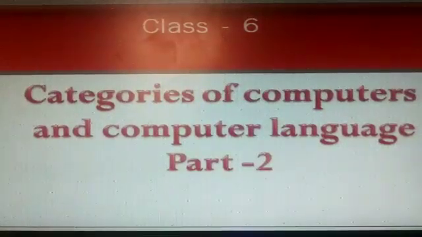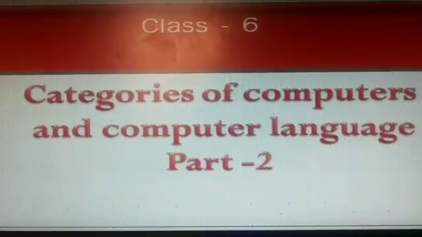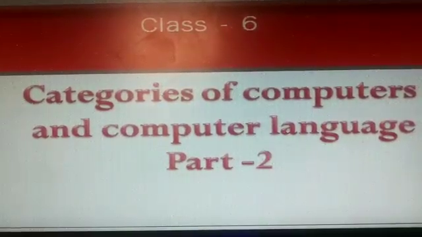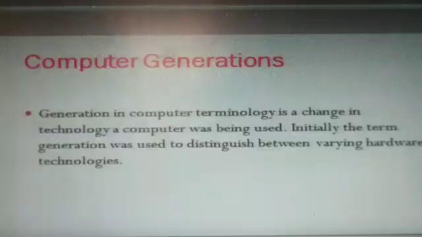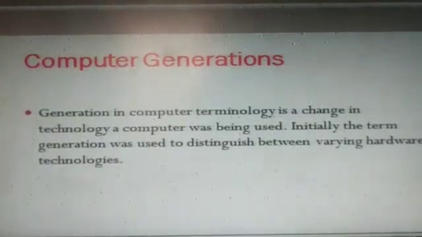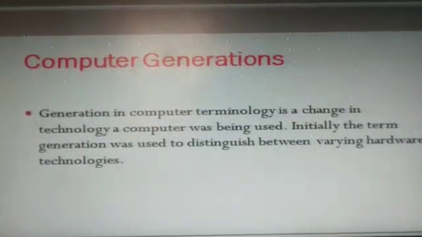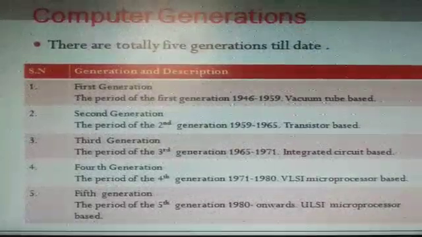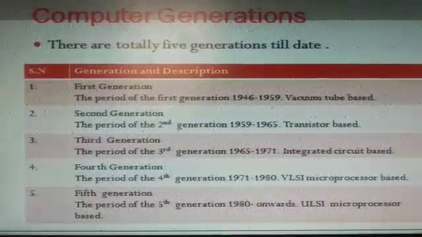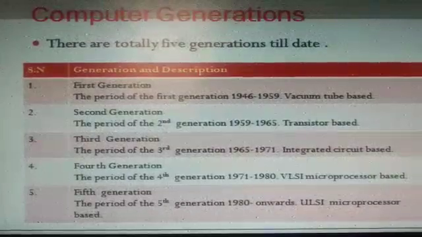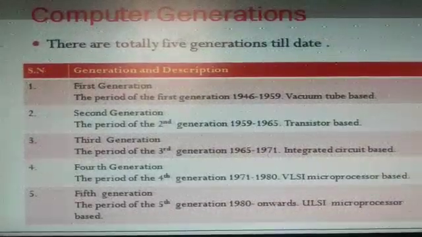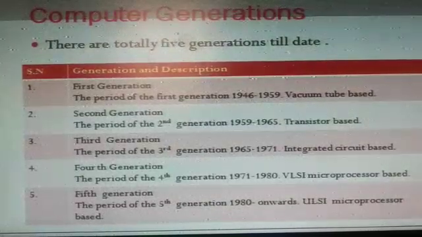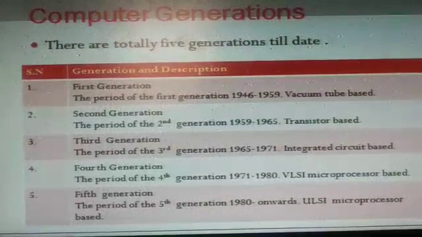Good morning students. Let's continue with our chapter Categories of Computers and Computer Language. In the previous video, we discussed generations of computer and we have distributed computer generation in five categories, and these are the categories: first generation, second generation, third generation, fourth generation and fifth generation.